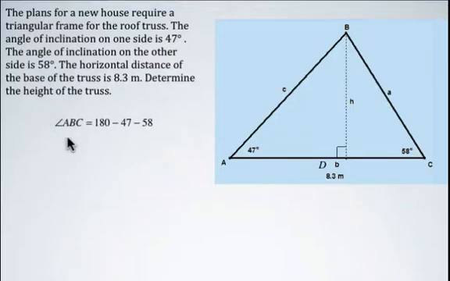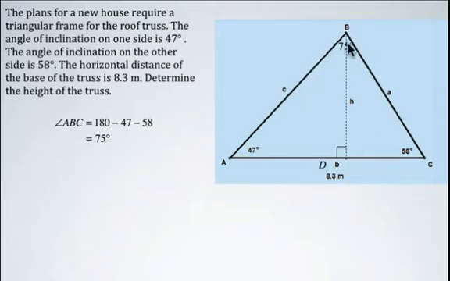And the first thing we know is that angle ABC, so this angle here, is going to be equal to 180 degrees, which is the sum of the interior angles of a triangle, minus the two other interior angles. So we're going to subtract 47 and 58 from 180 and we get 75 degrees. So that means that angle ABC is 75 degrees. So this full angle from this side to this side is 75 degrees.